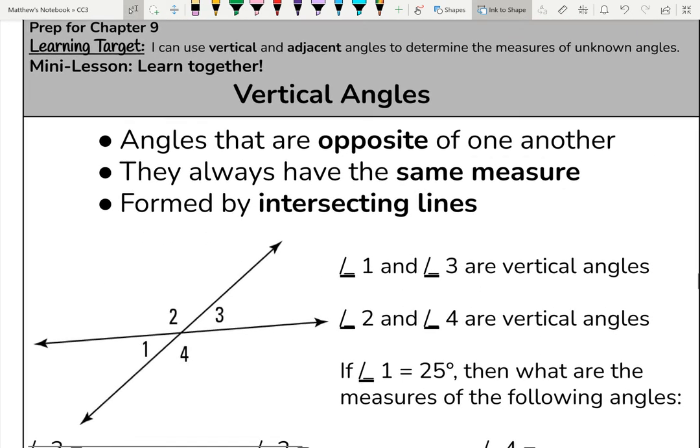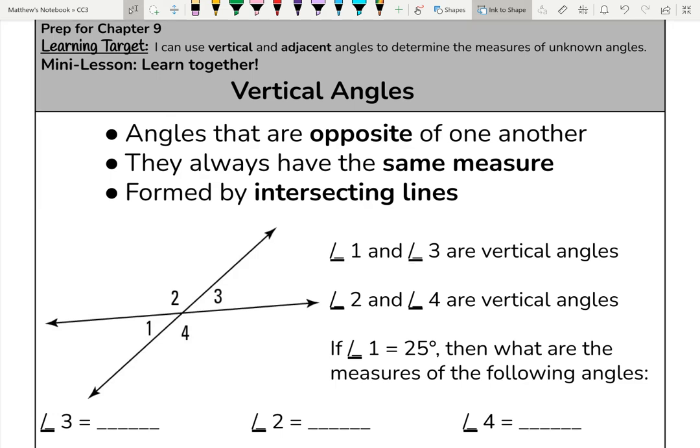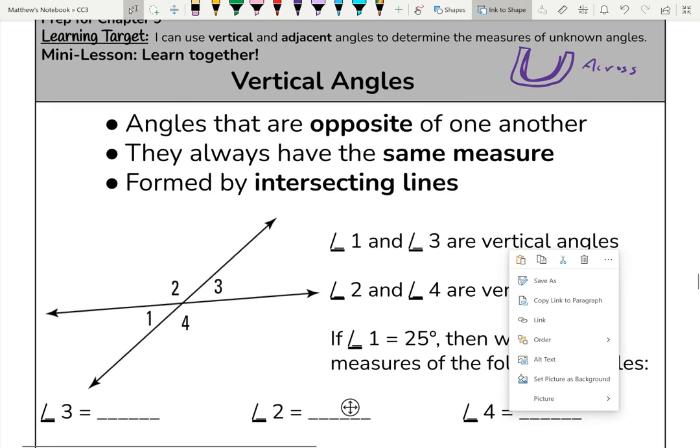Next we have vertical angles. And when I hear vertical, I think of that awesome ride at Six Flags called Vertical Velocity, which is these two giant pillars that are across from each other. And they swing back and forth. You go super fast. I love it.